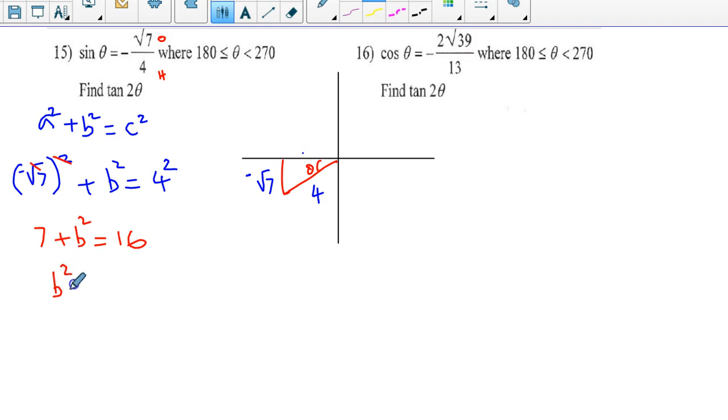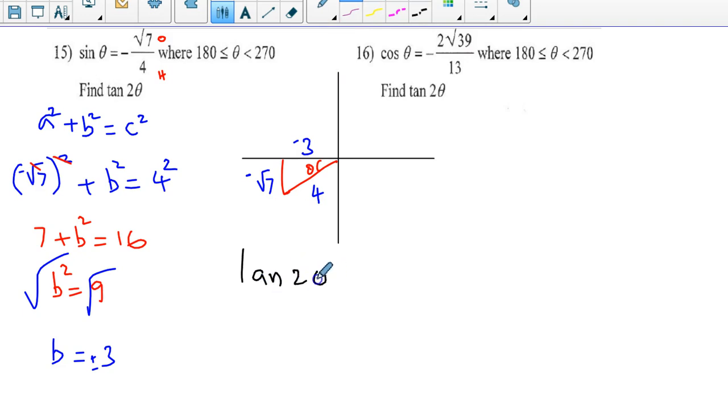To give b square is equal to 16 minus 7, which is 9. Taking square root on both sides, b is equal to plus or minus 3. It can be a positive 3 or a negative 3. Now you are on the negative side of the x-axis, so I will write down negative 3. And you are looking for tangent 2 theta. So what is the formula for tan 2 theta?